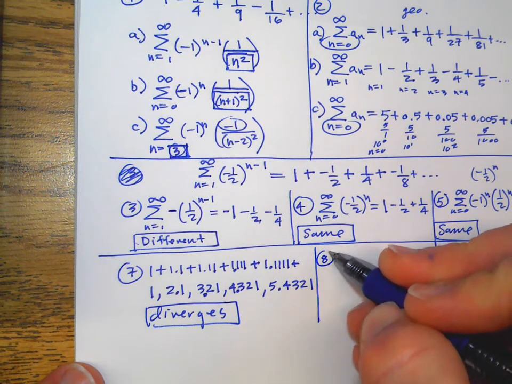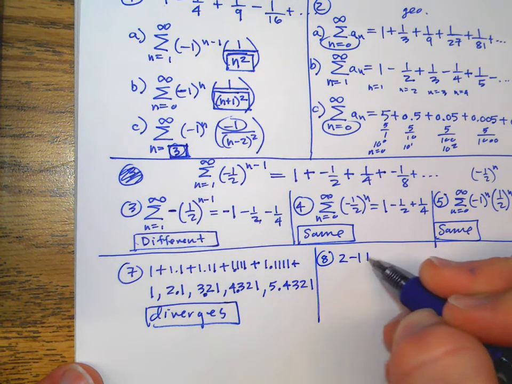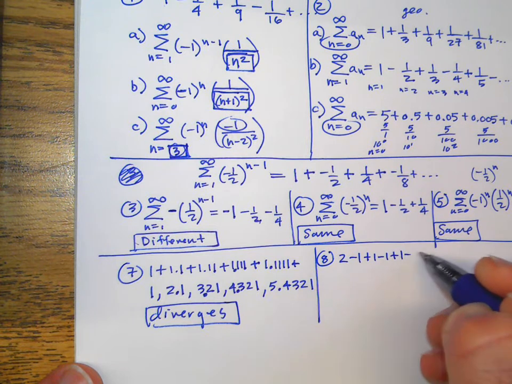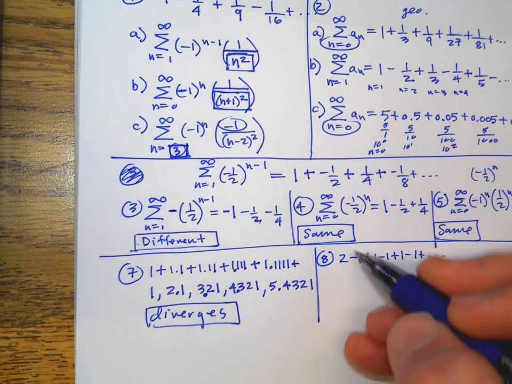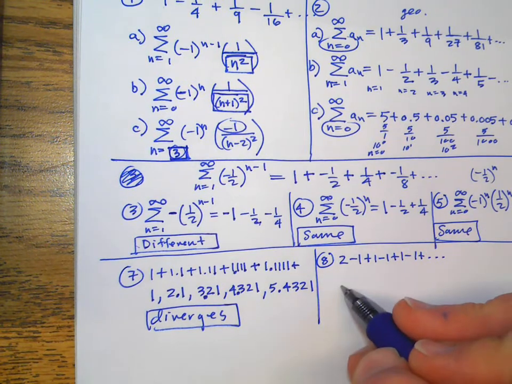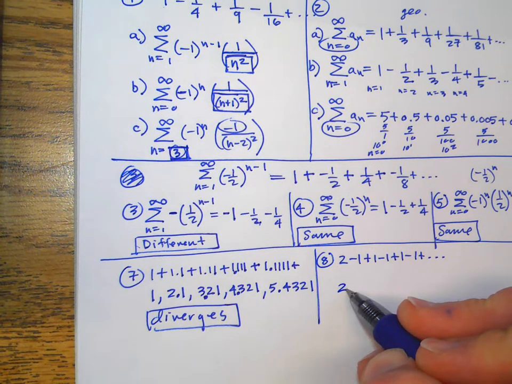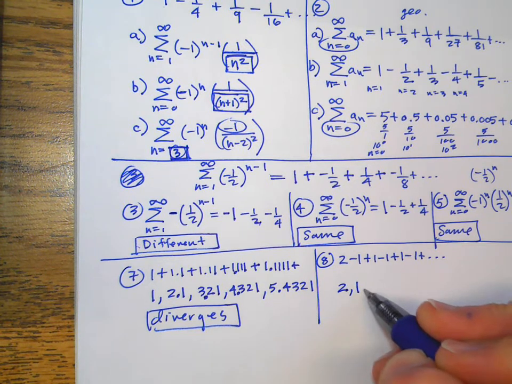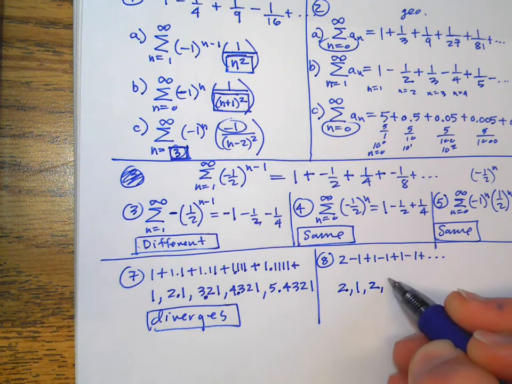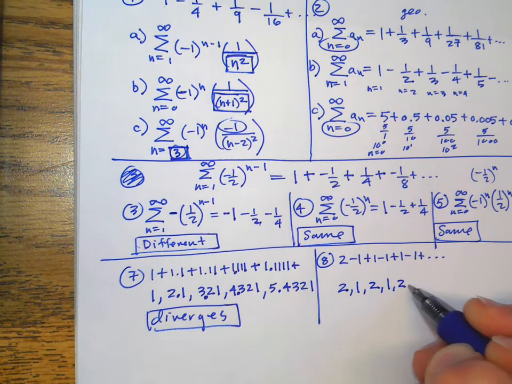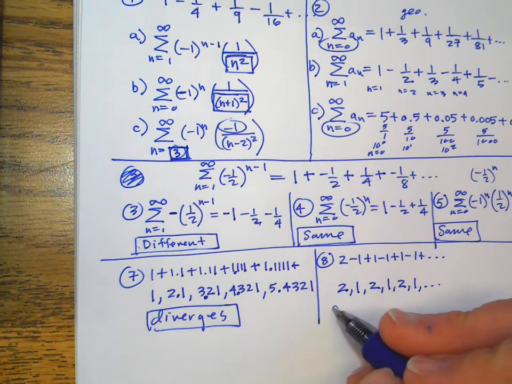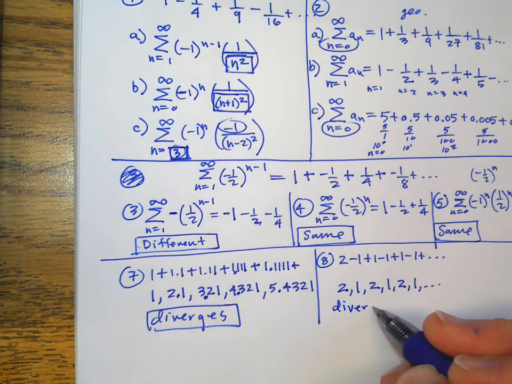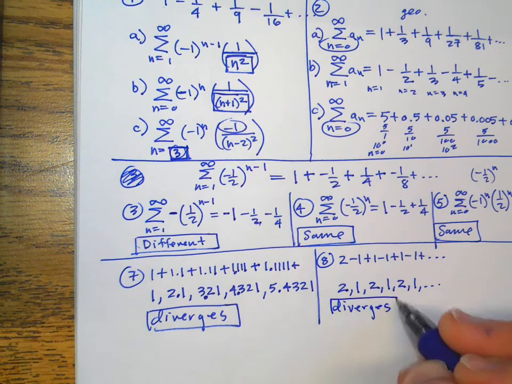Okay, number 8: 2 minus 1 plus 1 minus 1 plus 1 minus 1 plus ... Just start writing the partial sums. The first partial sum is 2. The next partial sum is 1. The next is 2. The next is 1. The next is 2. The next is 1. There's a pattern. It's not going to a certain value, though. It's not going to blow up, but it's not going to a certain value, so we say it diverges.